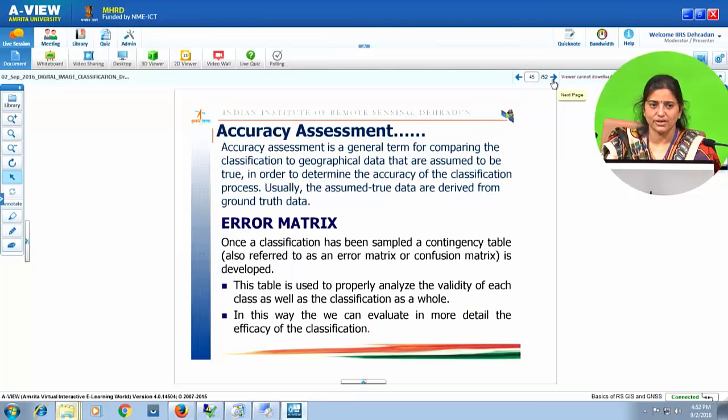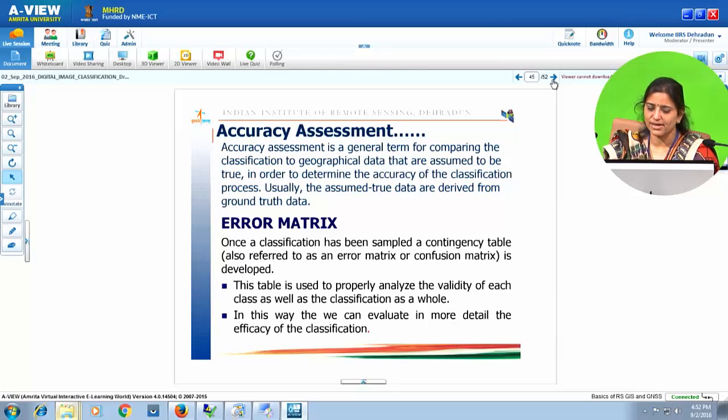Now once we have carried out classification, it is very important that we assess how well we have performed the classification. So for that purpose we carry out accuracy assessment. Accuracy assessment is a general term for comparing the classification to geographical data that are assumed to be true, in order to determine the accuracy of the classification process. Usually the assumed true data are derived from ground truth data. So based on this data, we create an error matrix.